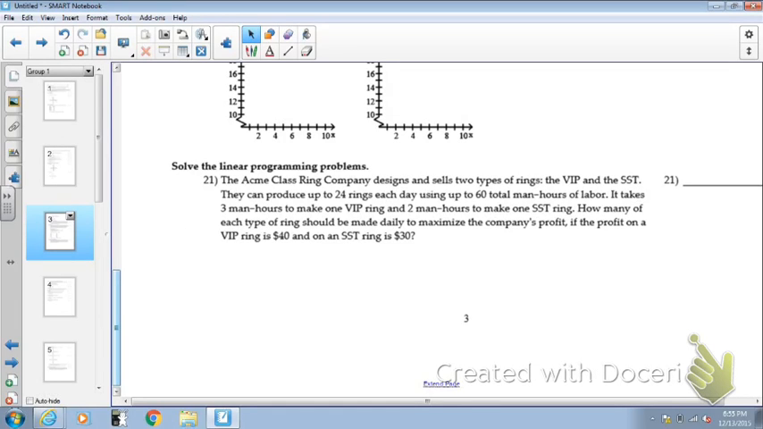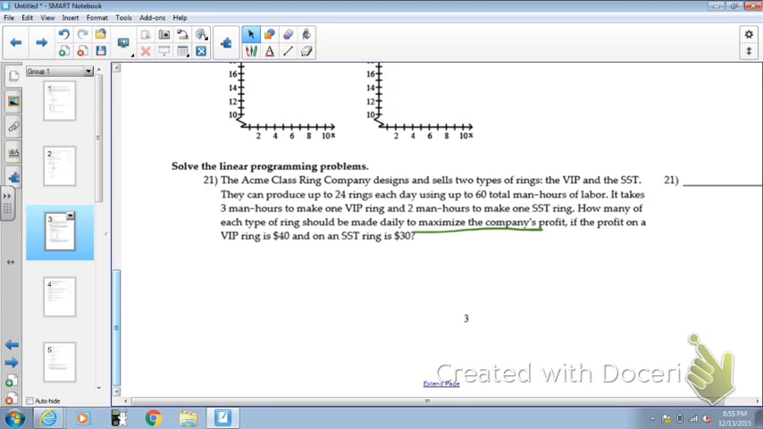Alright, for number 21 it says the Acme Class Ring Company designs and sells two types of rings, the VIP and the SST. They can produce up to 24 rings each day, using up to 60 total man-hours of labor. It takes 3 hours to make the VIP ring and 2 hours to make the SST ring. How many of each type of ring should be made daily to maximize the company's profit? And the profit on the VIP ring is $40 and on the SST is $30.